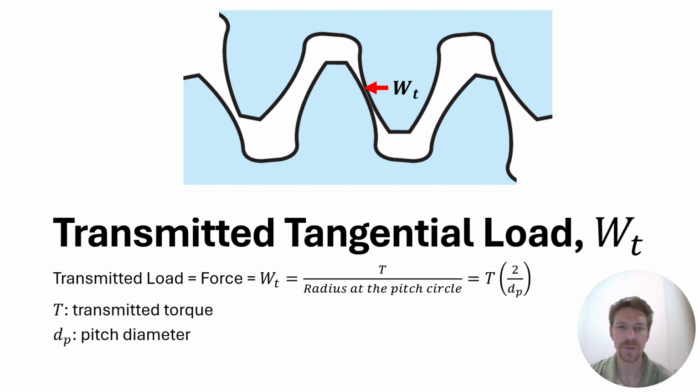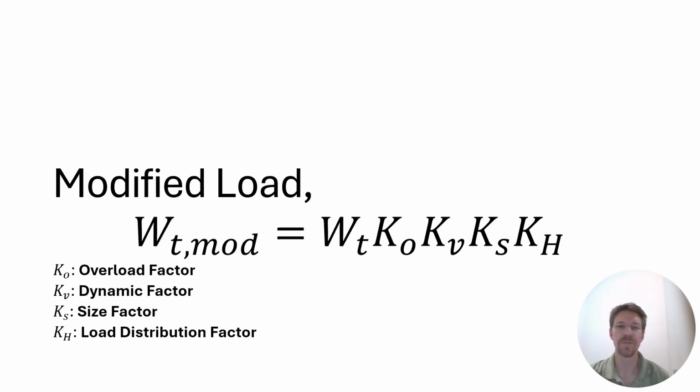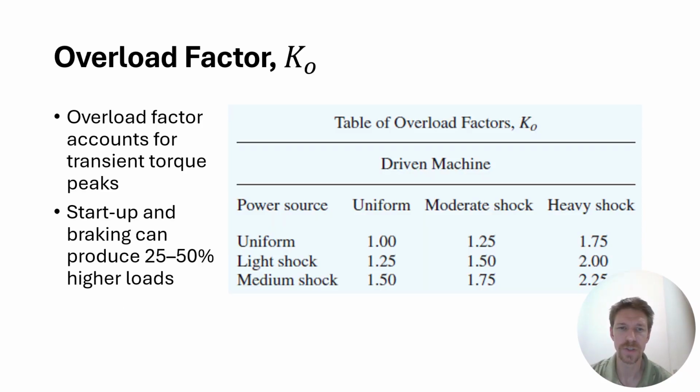It all starts with understanding what the transmitted tangential load is, and we're going to symbolize that with a W sub T. Force, W sub T, of course, is related to torque. So the force is the torque divided by the radius at the pitch circle. It's T times 2 over pitch diameter, D sub P. And then we're going to modify that with four factors, K sub 0, K sub V, K sub S, and K sub H for overload, dynamic, size, and load distribution factor.